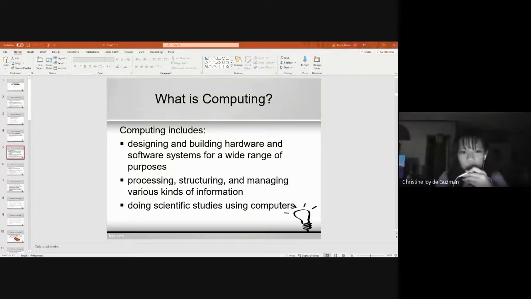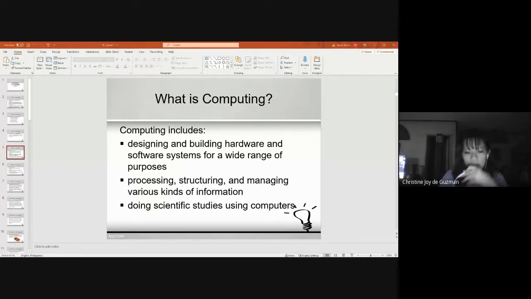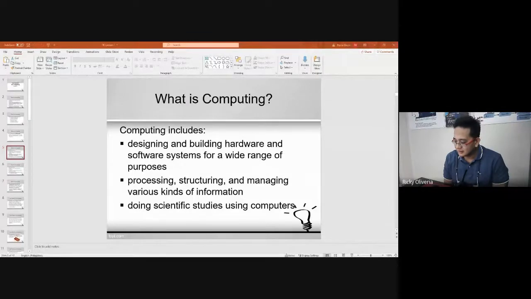Ito po, sir, yung mga data po, sir. Mga iba't ibang klase po ng data. Okay. What else? Gumagawa ng bagong information. Okay, ano pa? Nagre-retrieve din po sila ng mga data and process information, sir. Retrieve. So, okay. So, pagka sinabi nating process, structure, and manage, ganito yan.